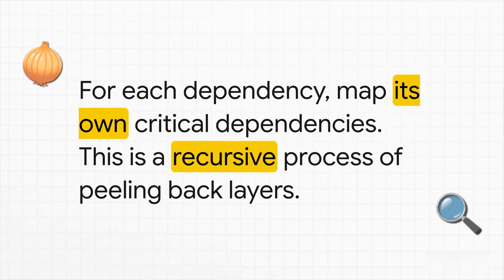Now, this process is recursive. You just do it again. For every new service we've just added to our tree, we ask the exact same question. For this service to work, what other services have to be working? We just keep peeling back the layers of the onion.